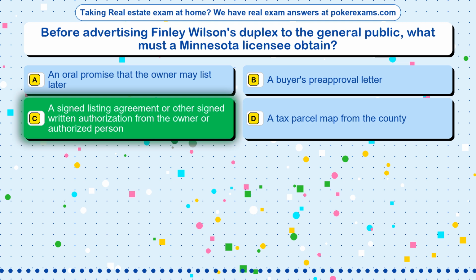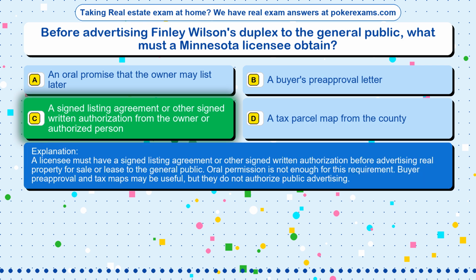The correct answer is option C. A signed listing agreement or other signed written authorization from the owner or authorized person. A licensee must have a signed listing agreement or other signed written authorization before advertising real property for sale or lease to the general public. Oral permission is not enough for this requirement. Buyer pre-approval and tax maps may be useful, but they do not authorize public advertising.